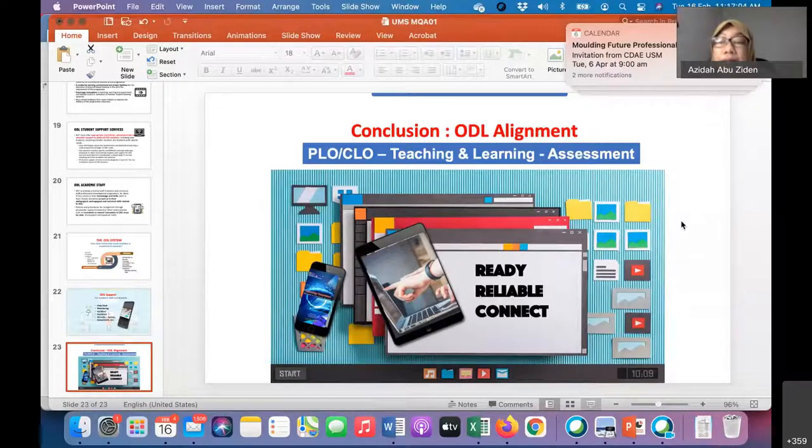At least 60% of the subjects need to be offered via ODL. Meaning that the other 40% can be offered face to face. Okay. All right.